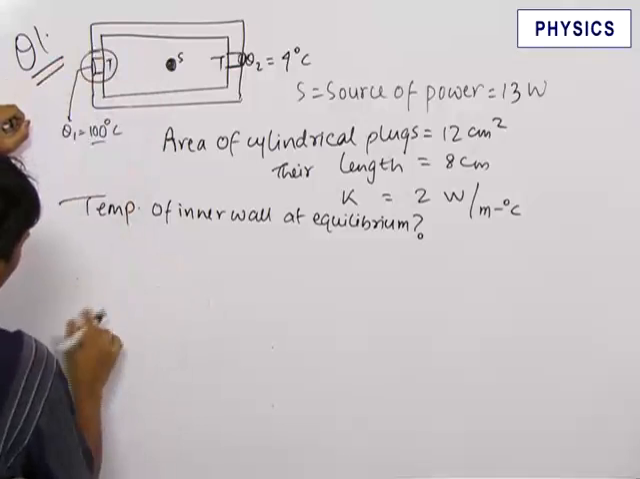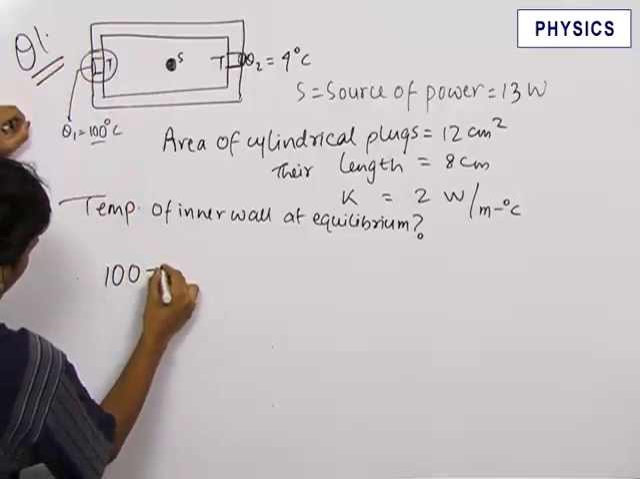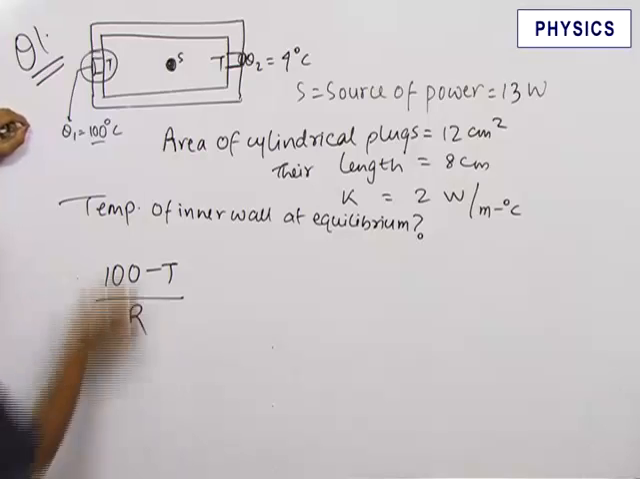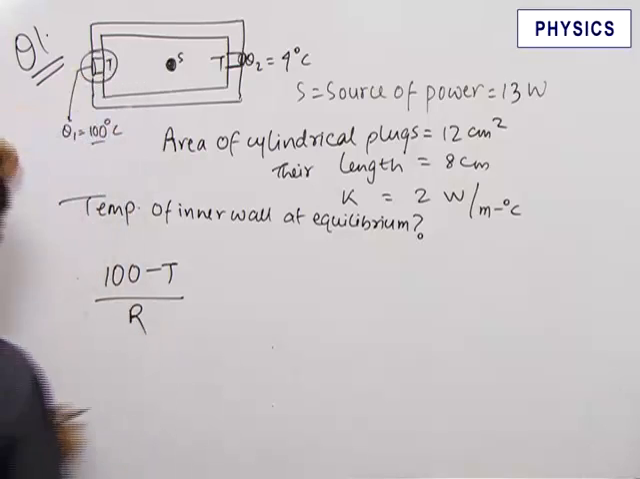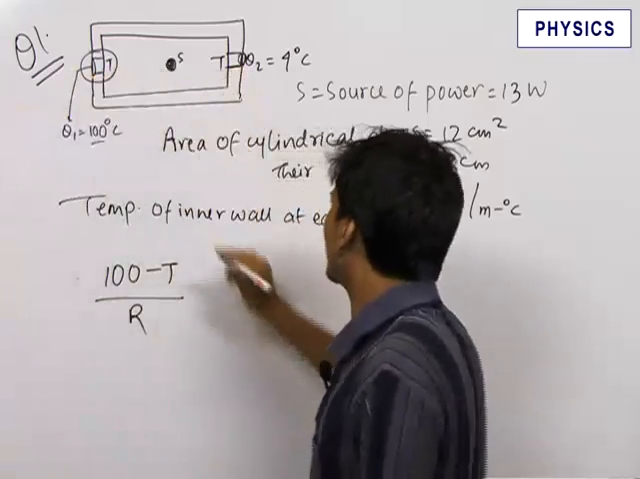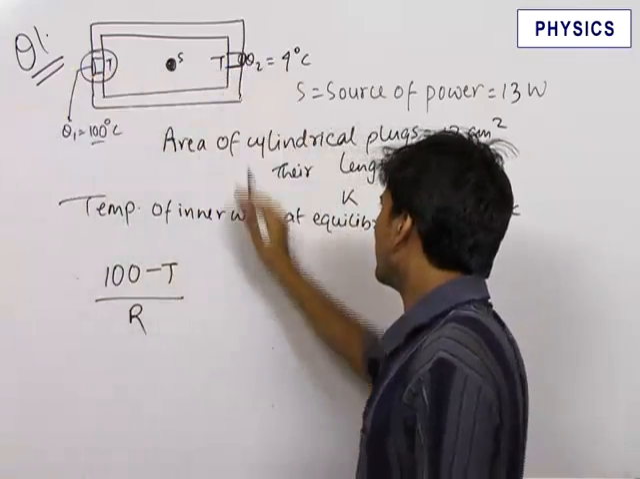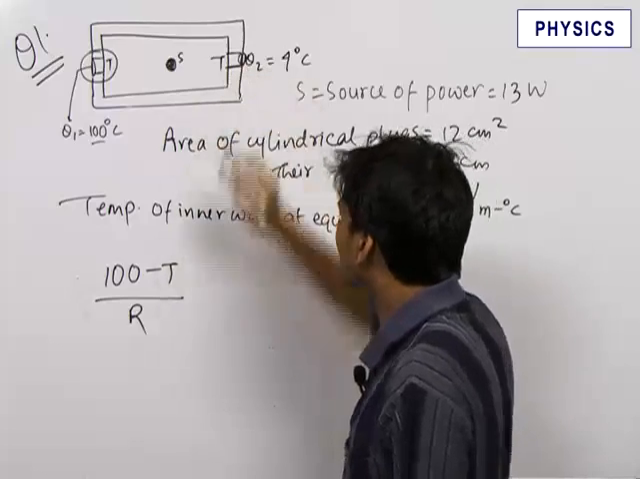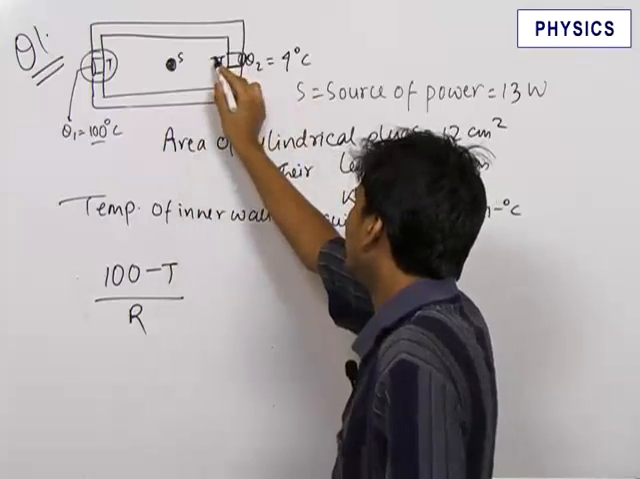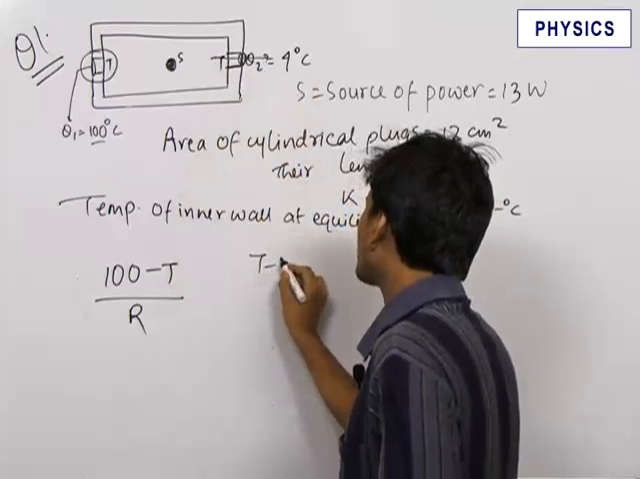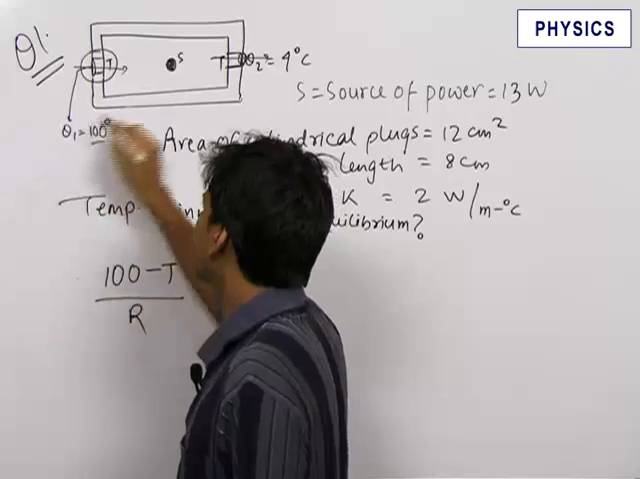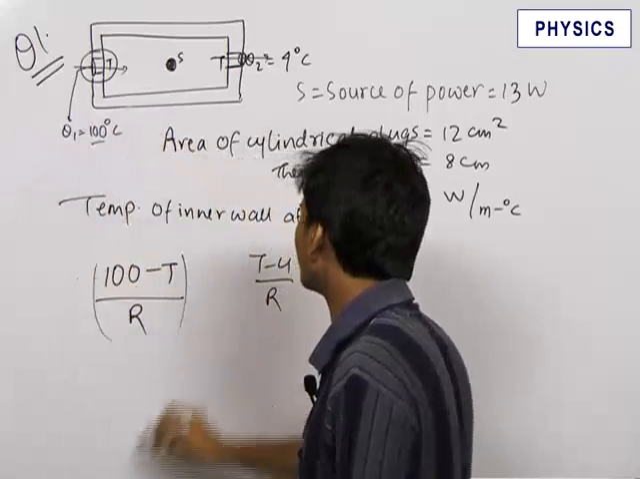The heat current at this junction can be written to be 100 minus T upon R, where R is known as the thermal resistance of this cylindrical rod. Since both the cylindrical plugs are similar, the resistance of this one also will be R, but here T will be greater than 4, so the heat current outside will be equal to T minus 4 upon R. Here the heat current was in the inside direction, that was equal to 100 minus T upon R.